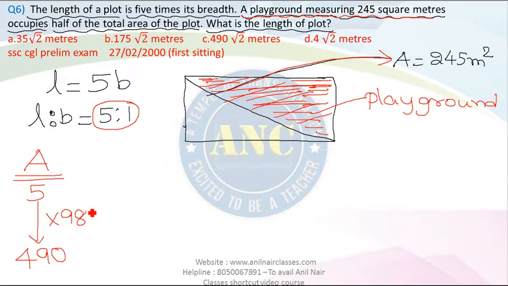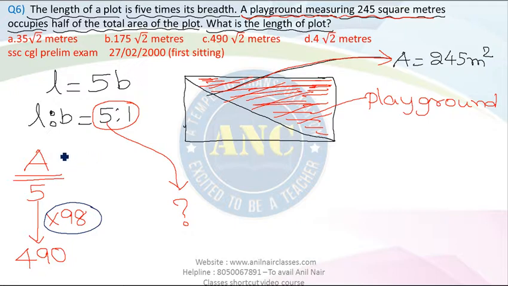Now, they are asking what is the length of the plot. According to the ratio, length is 5. According to the question, how much? That 5 also should be multiplied by how much? 98? That is incorrect, sir. 5 should not be multiplied by 98.